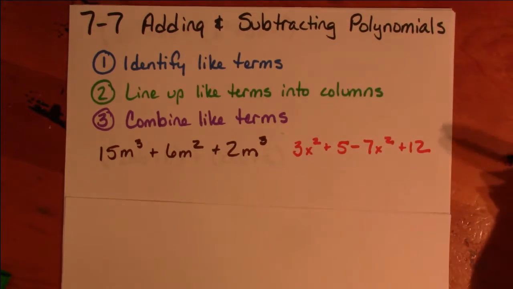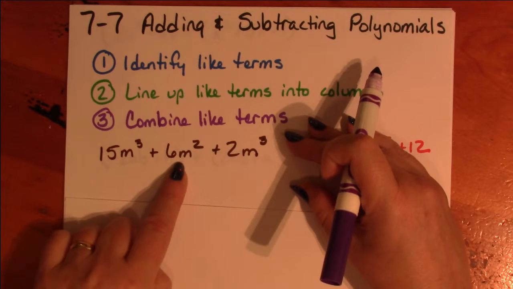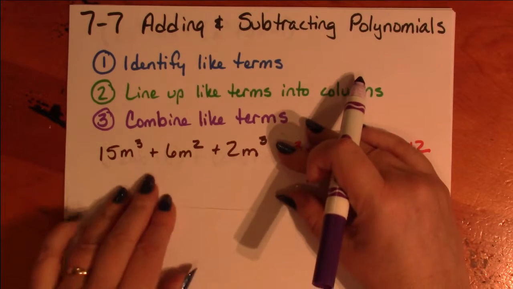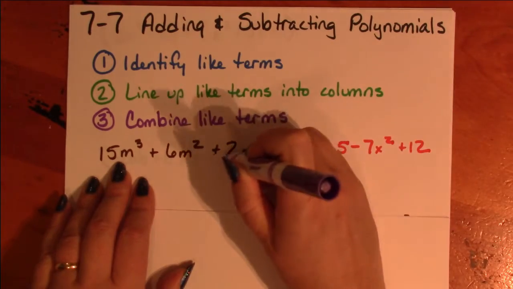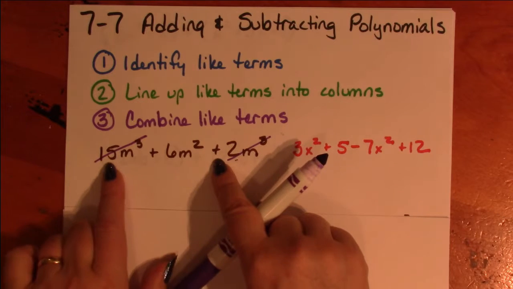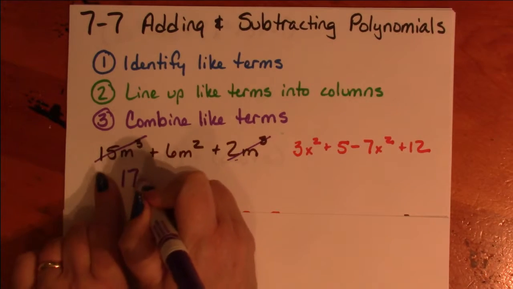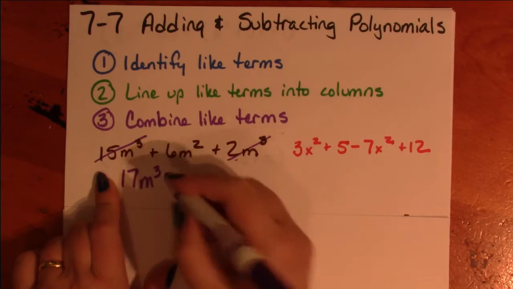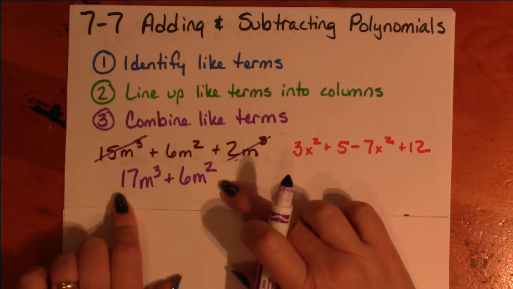So, for example, here's a set: 15m cubed plus 6m squared plus 2m cubed. Really what we're doing is we're looking for the like terms and combining them. Here we have a 2m cubed and a 15m cubed, and when we add those together, because both of these are positive numbers, we're going to get 17m cubed. Now m squared doesn't match up with anything else, so we're going to add that 6m squared, and this is going to be our answer.